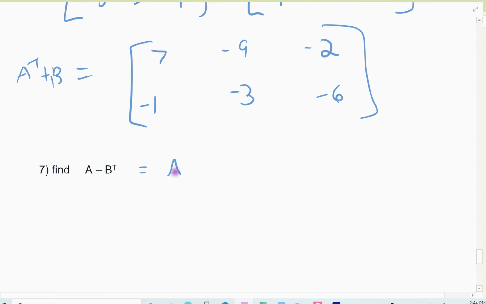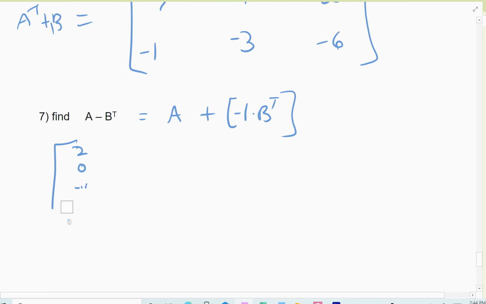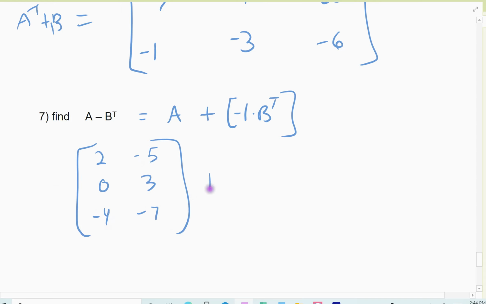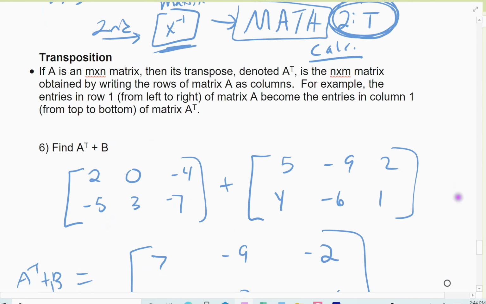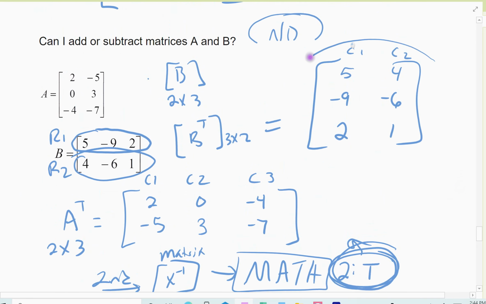So I'm going to rewrite this as A plus negative 1 times B transpose. And so my A matrix, I'm going to write down. If I find my A matrix, so 2, 0, negative 4, a little bigger than what I have. 2, 0, negative 4, negative 5, 3, negative 7. And then instead of subtract, I'm going to add the opposite of B transpose. Alright, so my B transpose was this. The opposite of that would be basically whatever was a positive becomes a negative, whatever was a negative becomes a positive.